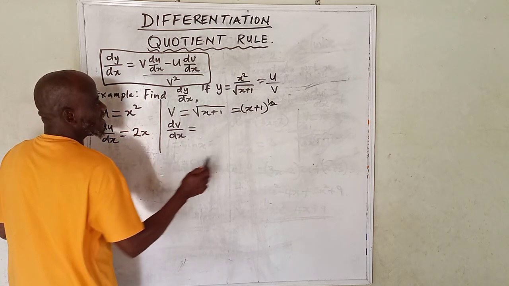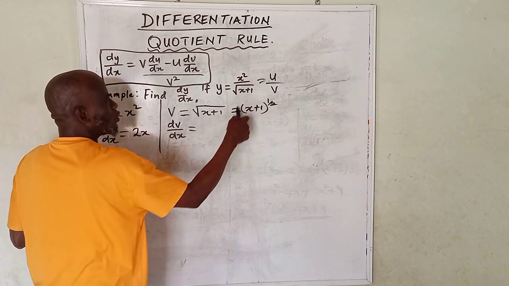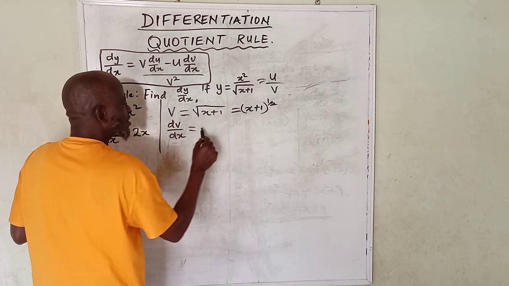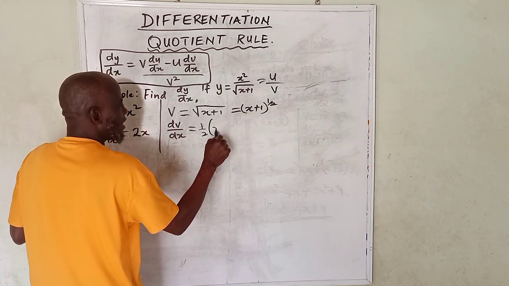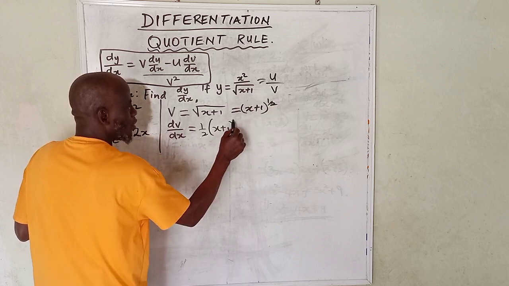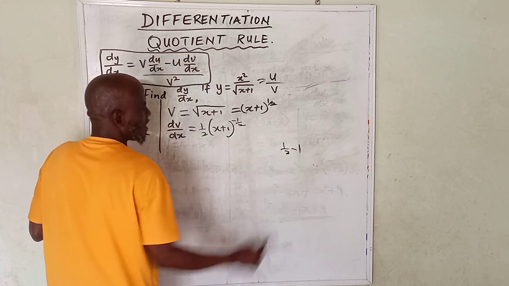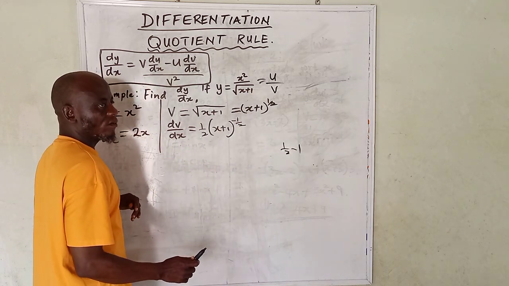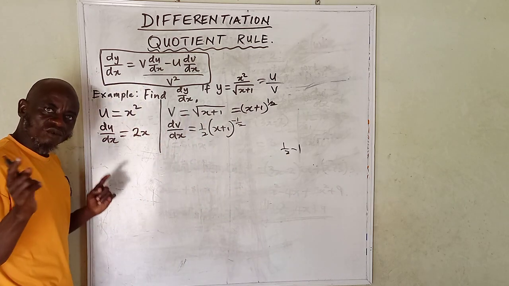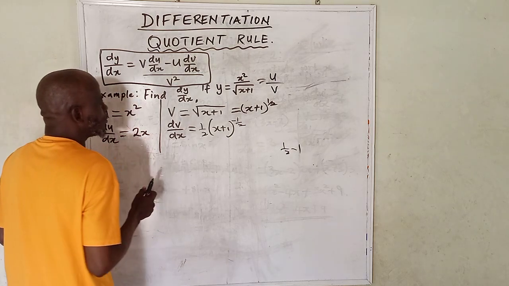If we are to differentiate it, don't forget the rule of differentiation: you use the power to multiply the function and then subtract 1 from the power. So it becomes half multiplied by the function, then half minus 1 becomes minus half. Any question? Are you following? Good. So now we continue.